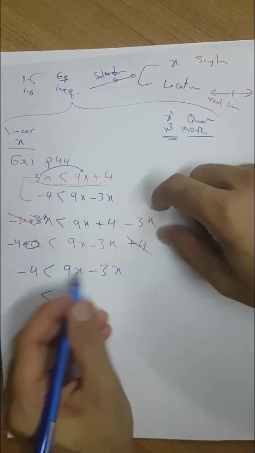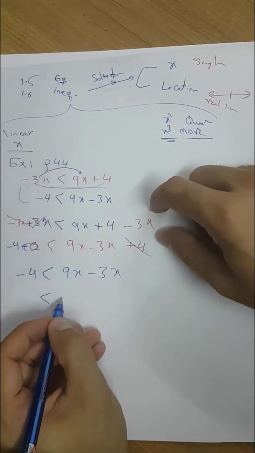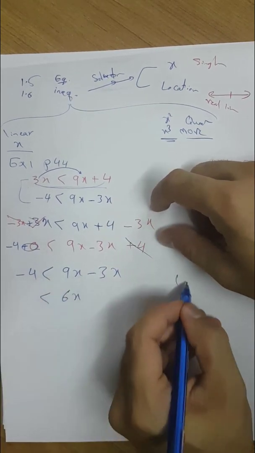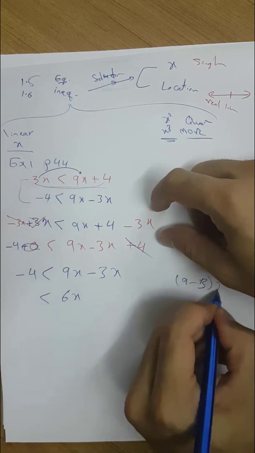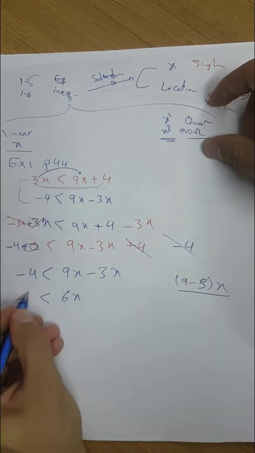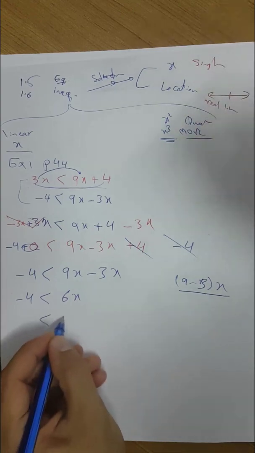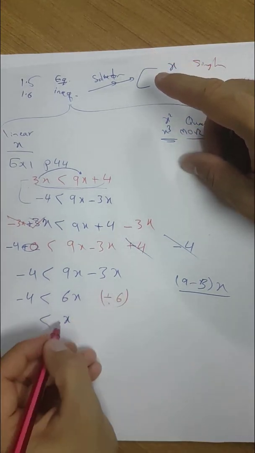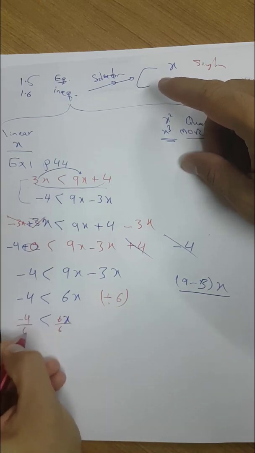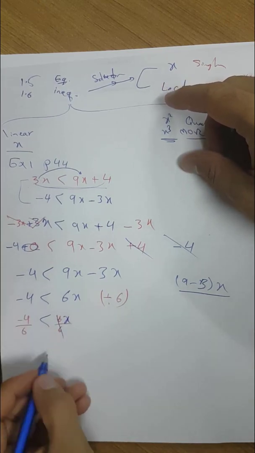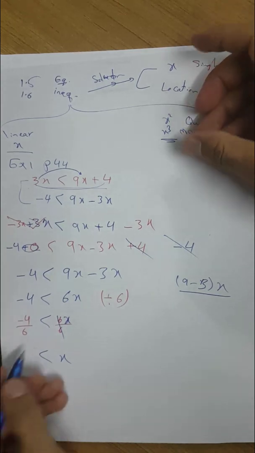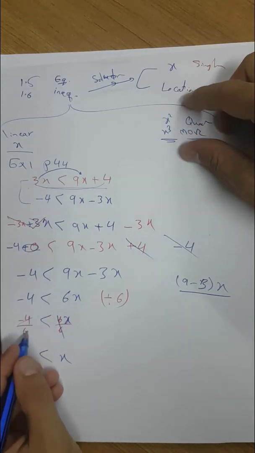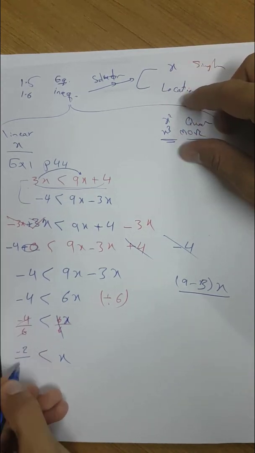Now 9 minus 3 is equal to 6x, if you don't know, we have 9 minus 3 with x as a common factor, and minus 4. How about x? Because I want just x, I will divide both sides by 6, and this will be equal to a single x. And here I have minus 2 over 3.